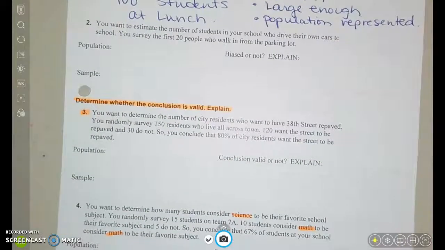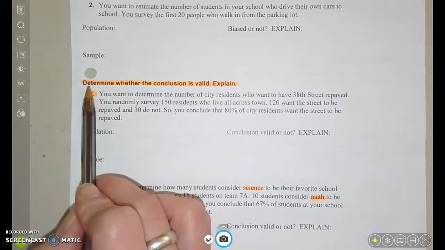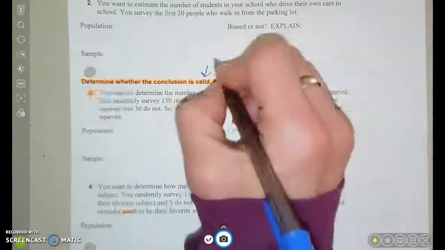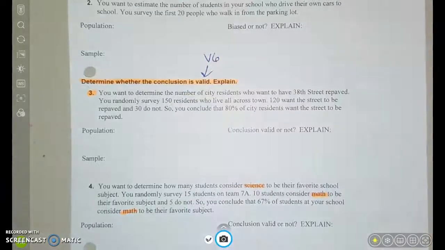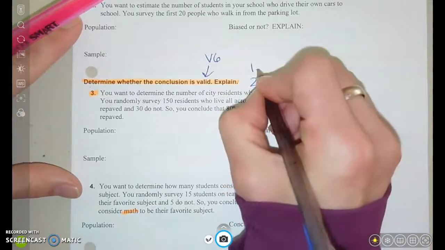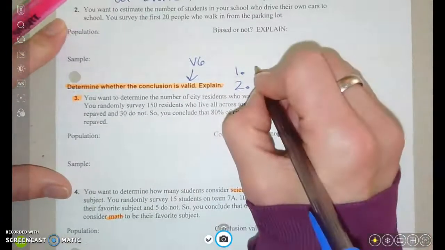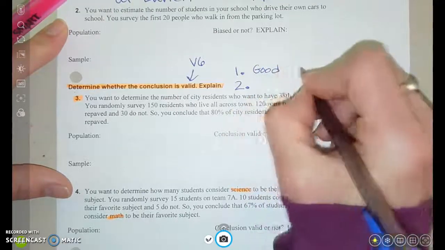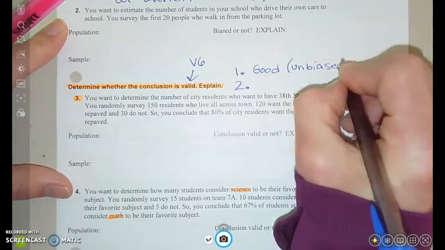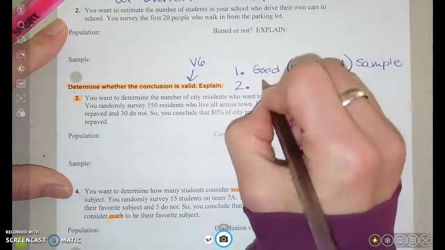Let's jump down here. I want to do one together with these directions here that say determine whether the conclusion is valid. Again, valid is a vocab word from video 6. Go back and watch video 6 if you need to. I want you to write down that there are 2 things that we need to be checking to see if a conclusion is valid. Number 1, we need to have a good sample. So good meaning unbiased sample. And number 2, check the math.